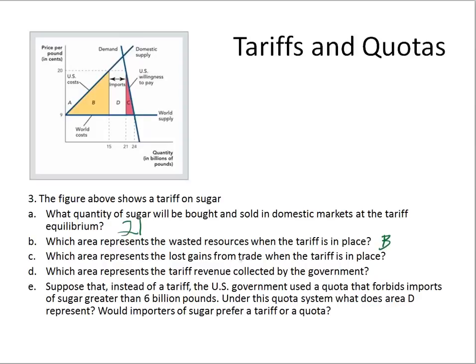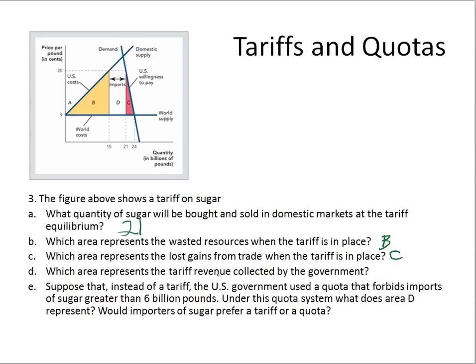What area represents the lost gains from trade when the tariff is in place? Well, C. C would be the case that if the price went back to 9, yeah, we'd wipe out the domestic industry, because it looks like Americans would produce no sugar at $9. But consumers would have gotten a much better price. Those workers would have gone to other industries. But this lost gains from trade would be C.